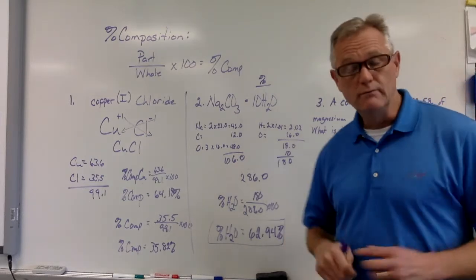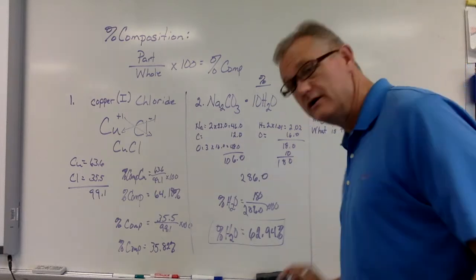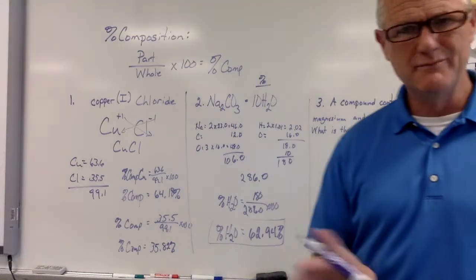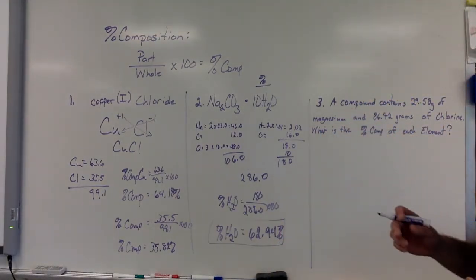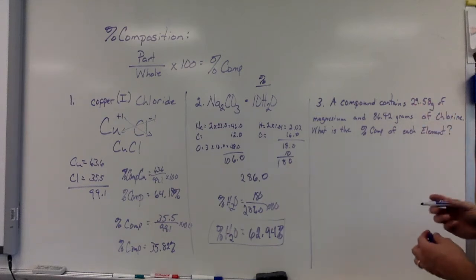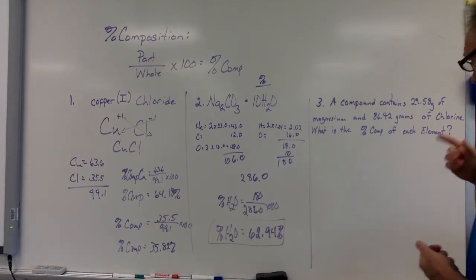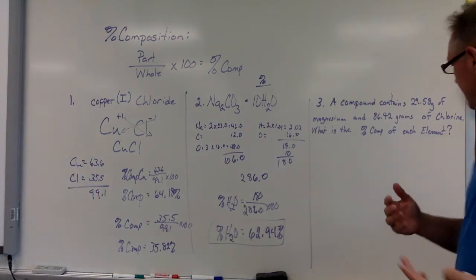And there is one more that I would like to do as well. So this is the third one, and I hope you're putting these in your notes. This one's a little different, but I don't want you to think that it's any more difficult. It says we have a compound that contains 29.58 grams of magnesium and 86.42 grams of chlorine. What is the percent composition of the element? Well, guys, of each element.